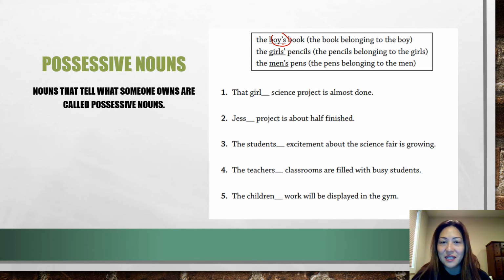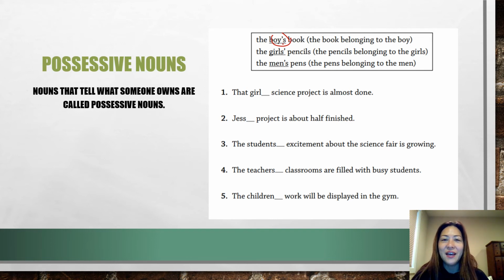There's more than one, so the apostrophe goes at the end. Now the next example is the men's pens. The pens belonging to the men. So this group of men own these pens. There's more than one man, so it's men, and then you do apostrophe S to show ownership of those pens. Okay? So let's go through these examples real quick, and then you will be able to do your own lesson in the practice book as well.